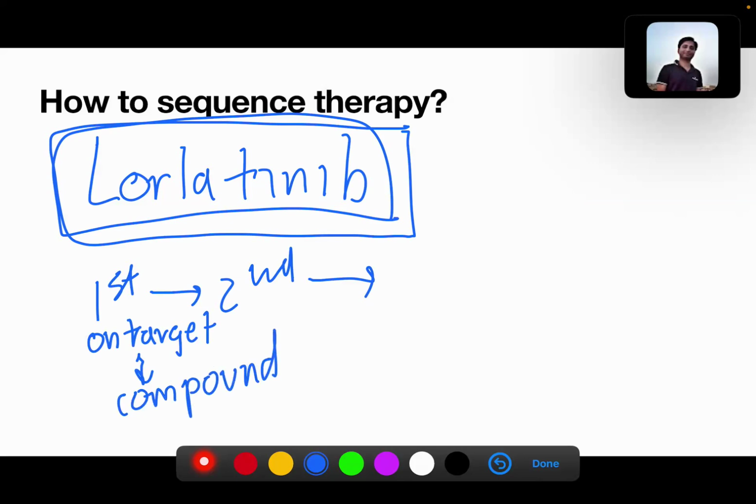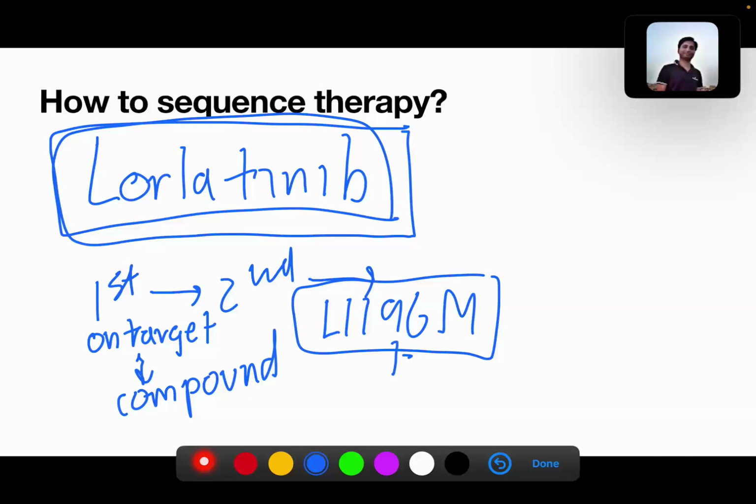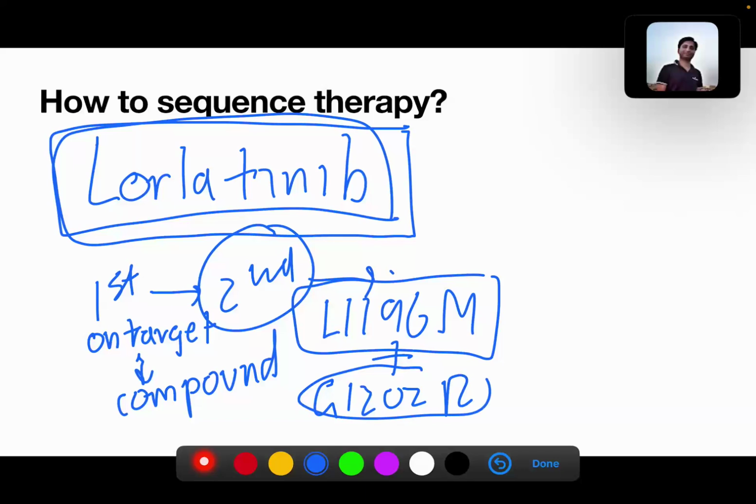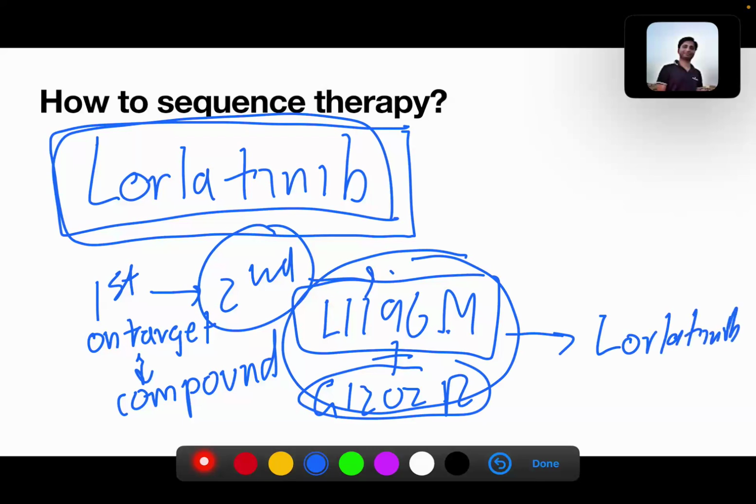So suppose you have an L1196M mutation, which is seen with the first generation ALK inhibitor. Suppose you give a first generation ALK inhibitor and you get the L1196M mutation. Then you give a second generation TKI, and then you'll get a G1202R mutation, right? If these compound mutations come together, if both these mutations exist, then lorlatinib becomes ineffective, which is why you should always consider sequencing, especially based on the recent CROWN trial update.